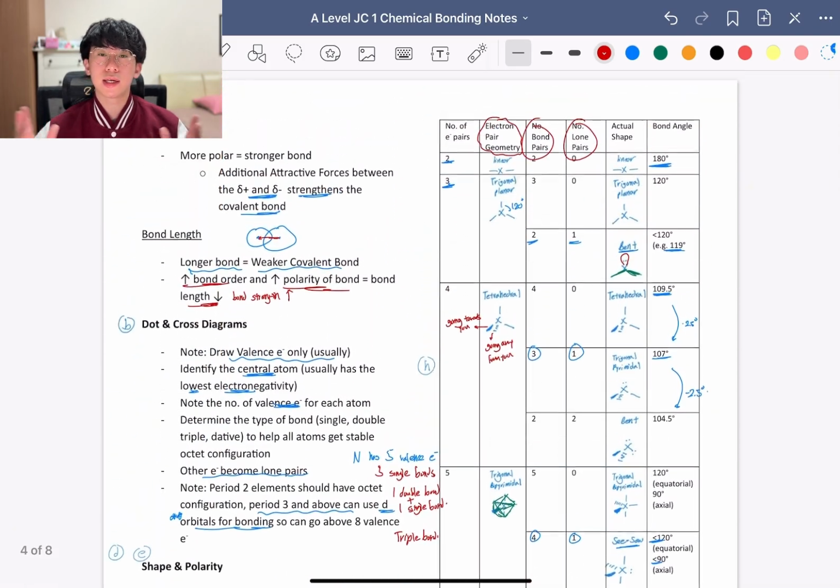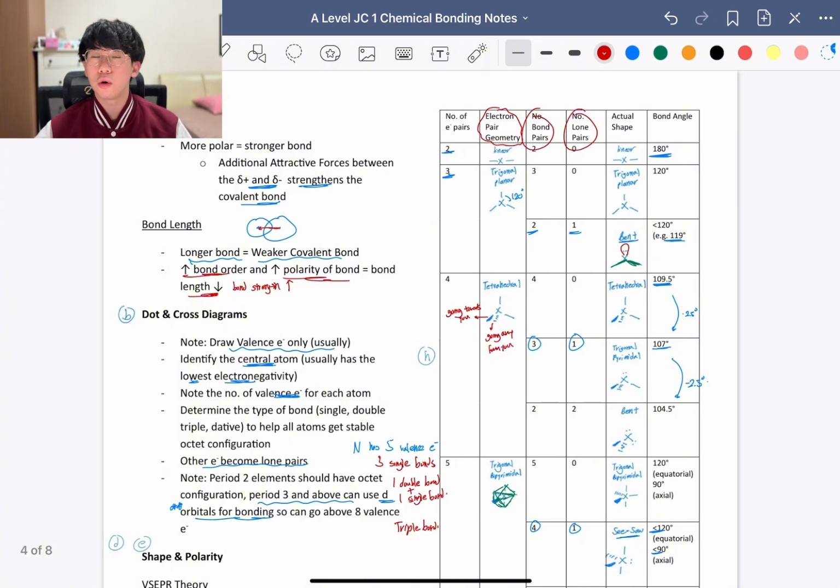So I hope this is a very good way to help you memorize this table, right? But if you still have trouble understanding, then of course the only way would be just to memorize. So just take note that you have to memorize the names of the shapes, how to draw the shapes, and also what all the bond angles are.